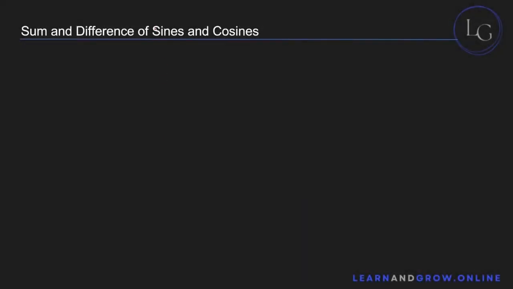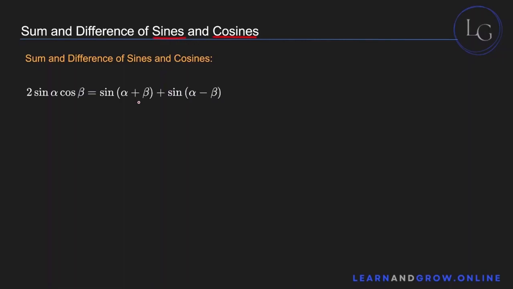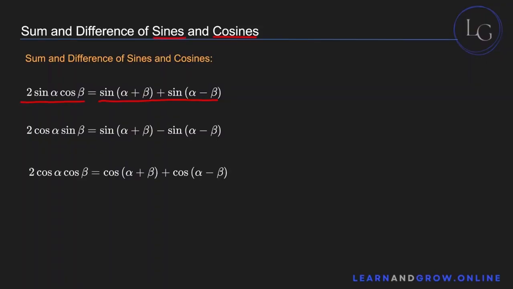Now let's see the sum and difference of sines and cosines. How do we convert them into a different form? So it says that if you have sine alpha plus beta plus sine alpha minus beta, that is basically equal to 2 sine alpha cos beta. And you can apply similar logics on all of these, right? So 2 cos alpha sine beta is equal to sine alpha plus beta minus sine alpha minus beta. 2 cos alpha cos beta is equal to cos alpha plus beta plus cos alpha minus beta. And minus 2 sine alpha sine beta is equal to cos alpha plus beta minus cos alpha minus beta, right?